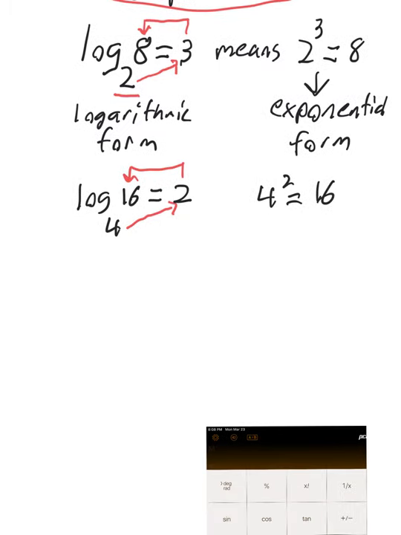Let's do, say, log base 3 of 9. Okay. 3 to what power would equal 9? 3 squared would equal 9. 3 to the second power, that's the exponent, will be 9.